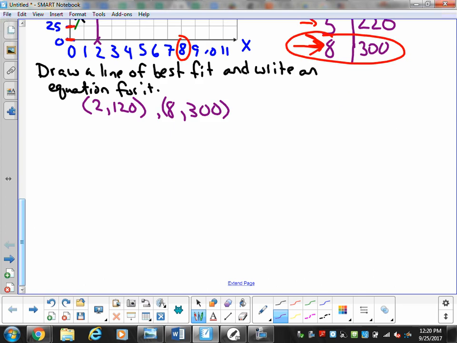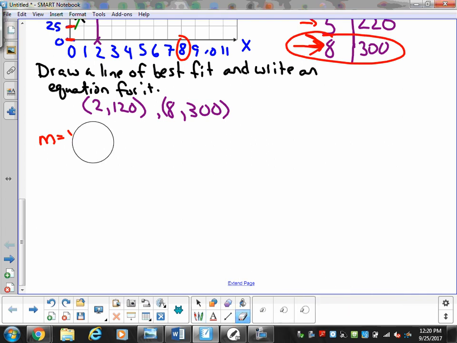write an equation, the first thing you got to do is find the slope. So slope formula: y2 minus y1 over x2 minus x1. Okay. And then once you have the slope, then we can write the equation. So I'm going to label my points up here. We'll just label the first one as x1, y1, and the second one is x2, y2.